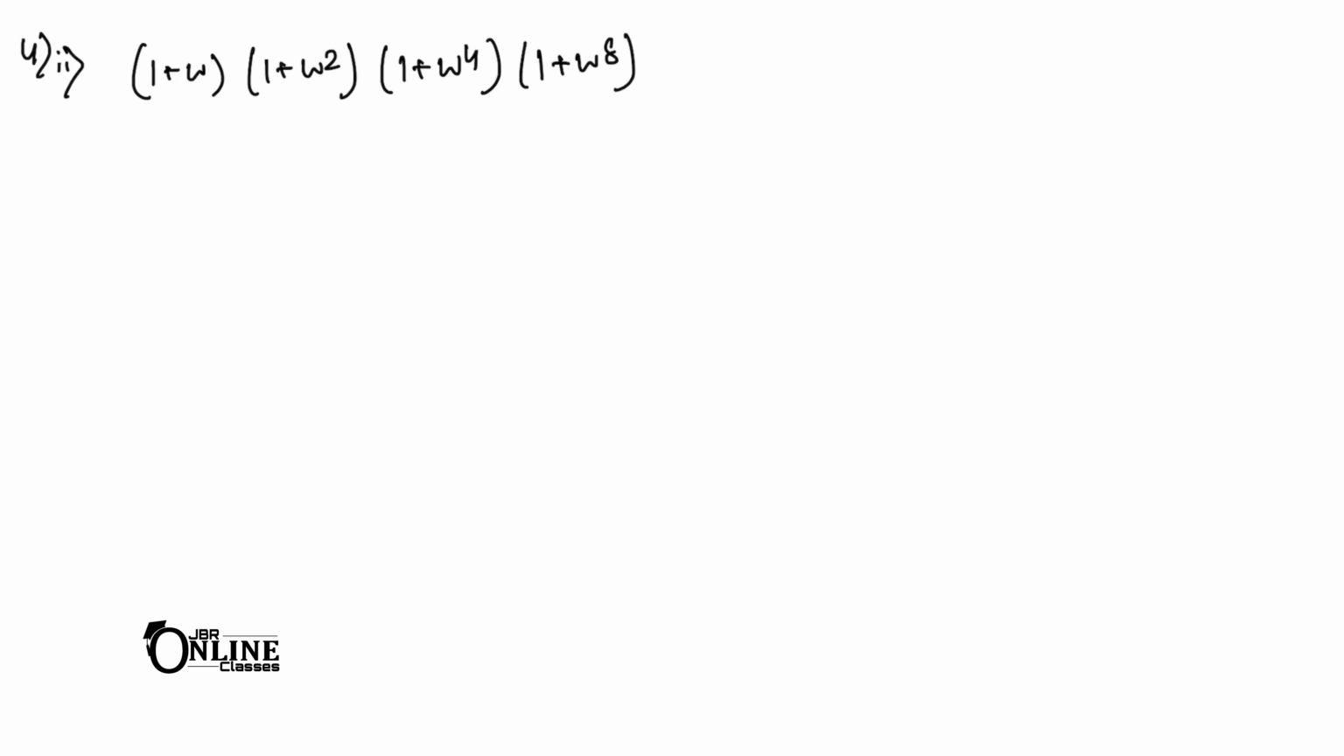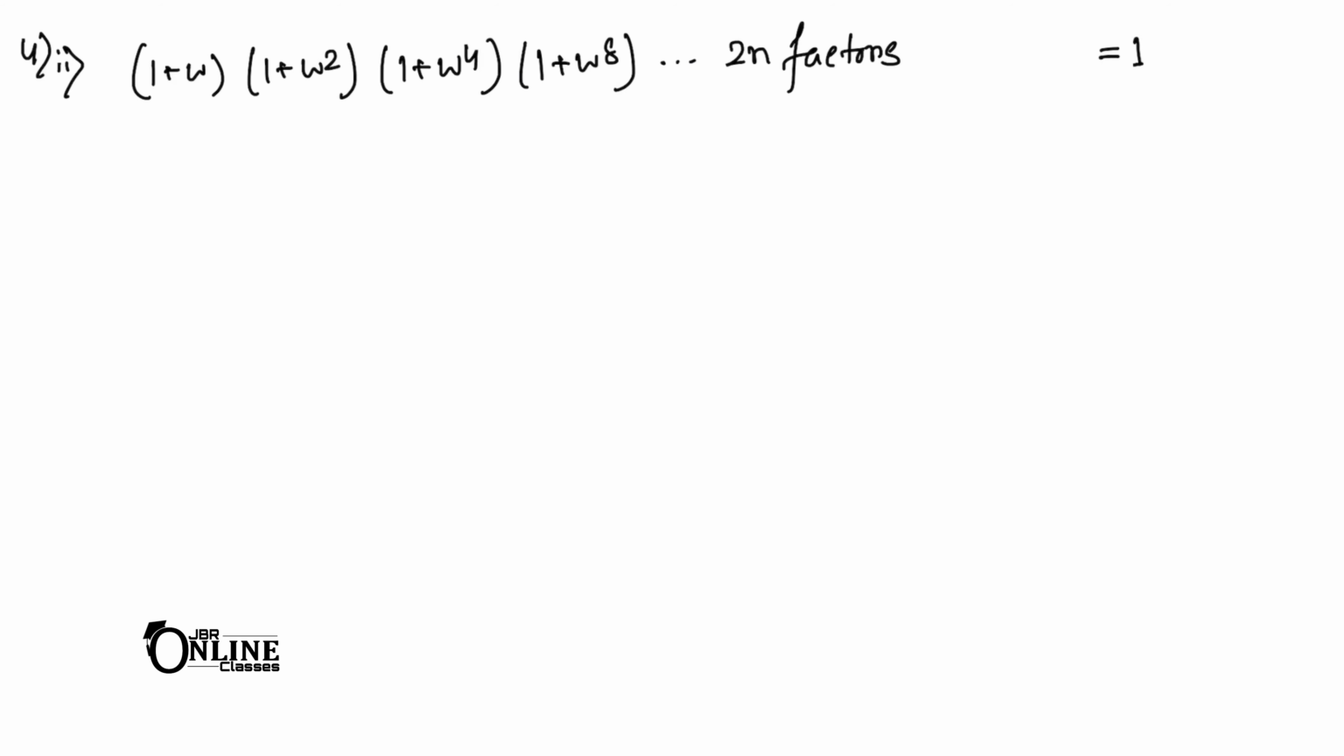Now sum number 42. So in sum number 42, here 1 plus omega, then 1 plus omega square, then 1 plus omega to the power 4, then 1 plus omega to the power 8 dot dot dot up to 2n factors. Okay, up to 2n factors, and you have to prove that that one equal to 1.